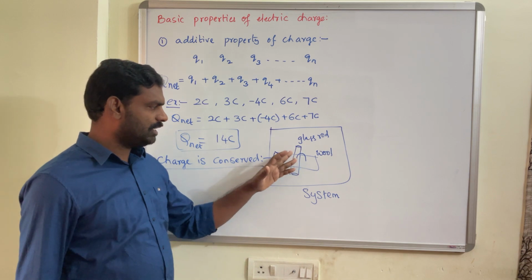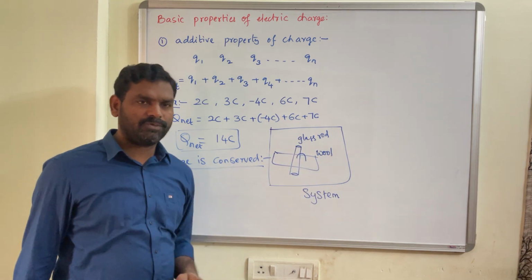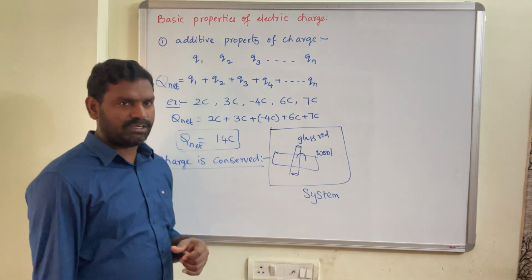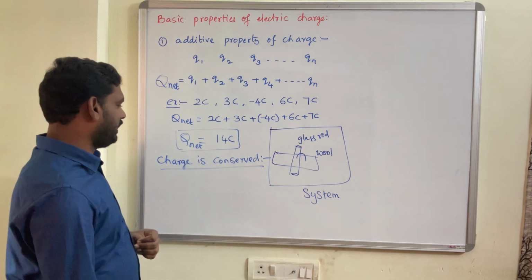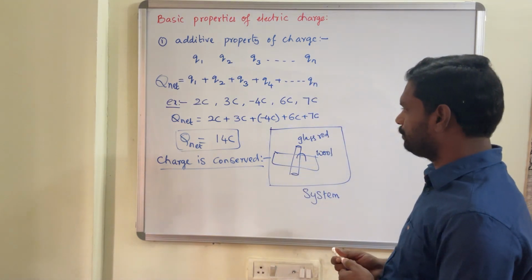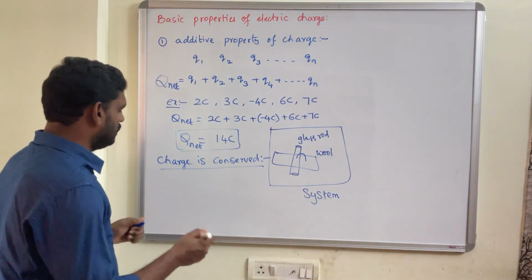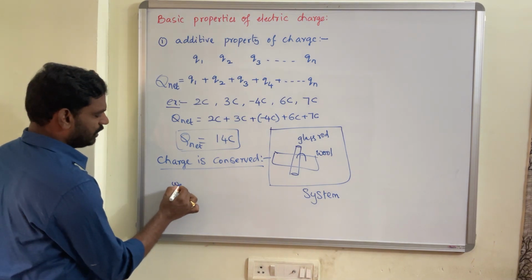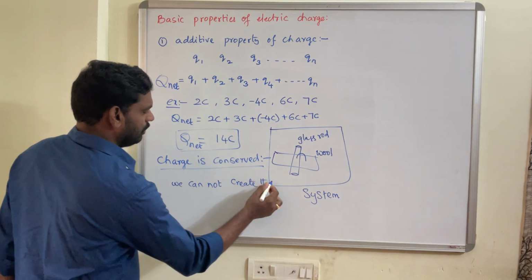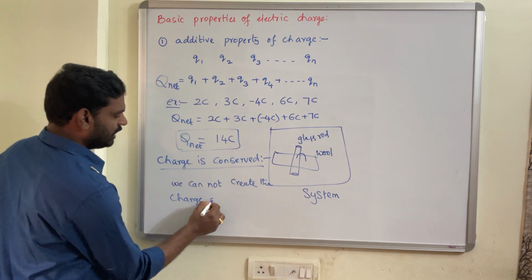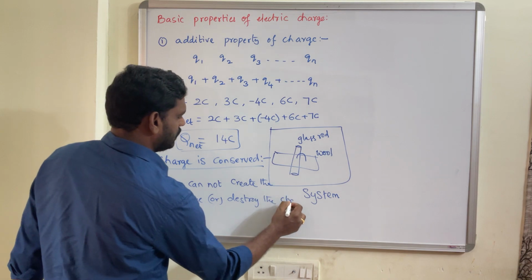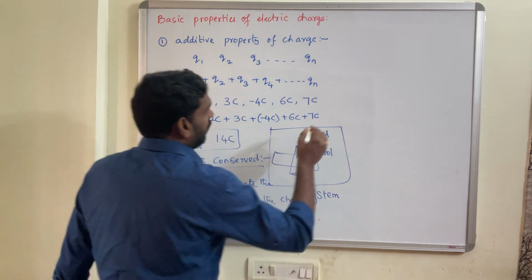The neutral becomes an equal number of positive and negative charges. When we club them together, equal numbers of positive and negative charges make the total charge zero again. This is the charge conservation principle. In definition, we cannot create charge or destroy charge.